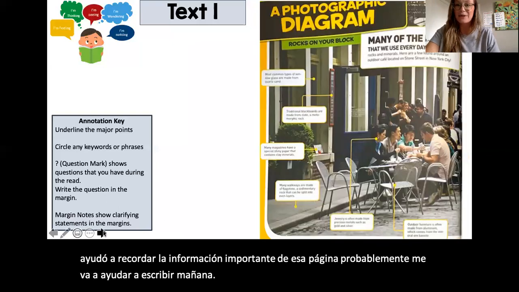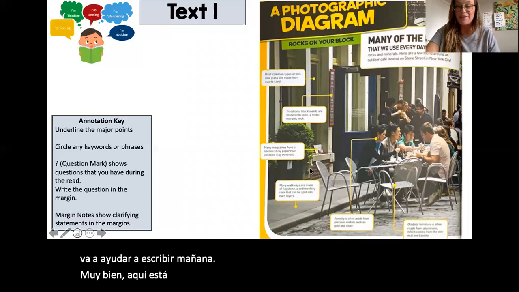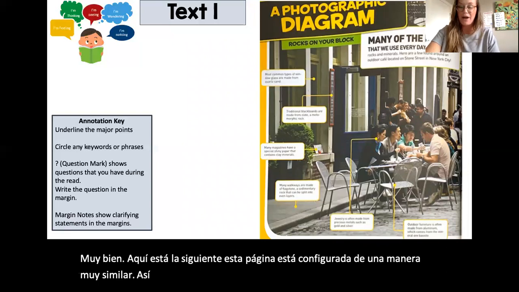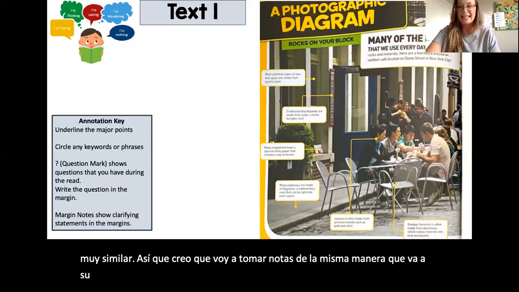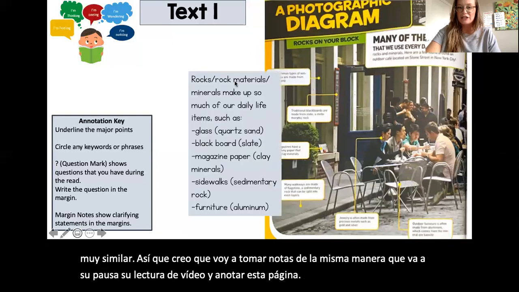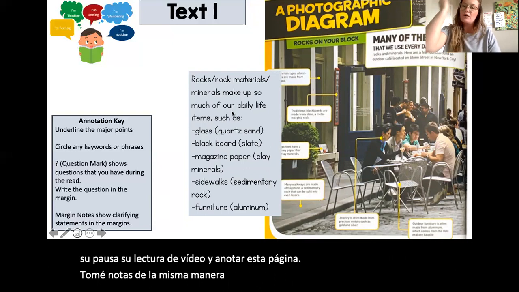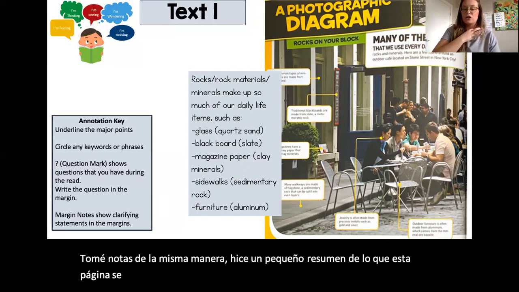All right, here's the next one. This page is set up in a very similar way, so I think I'm going to take notes in the same way. Go ahead and pause your video, read, and annotate this page. I took notes in the same way. I kind of did a little summary of what this page was all about, and then I took notes.